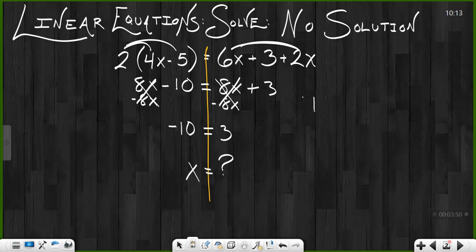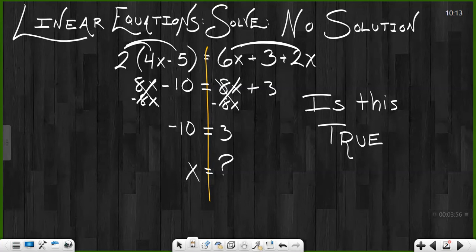How do you determine that? Well, you ask yourself one question. Is this true? And when I say is this true, I'm referring to the result left over after the x is dropped out.